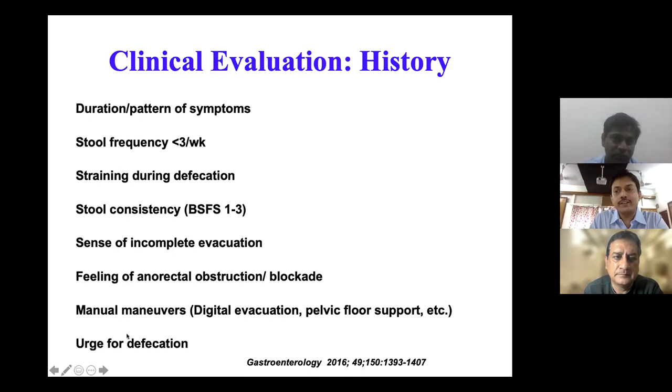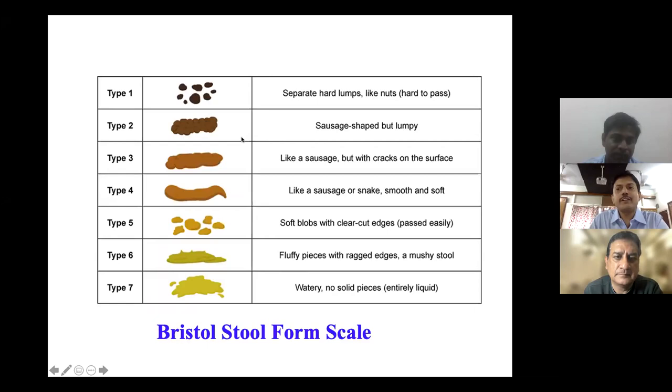Showing the chart to a patient is probably much better than you trying to interpret based on his description of what form it fits in. So it is always good to show a chart. You can have a chart in your clinic, which you can use and show the patient. It will be a quicker assessment and more reliable than the patient's description.